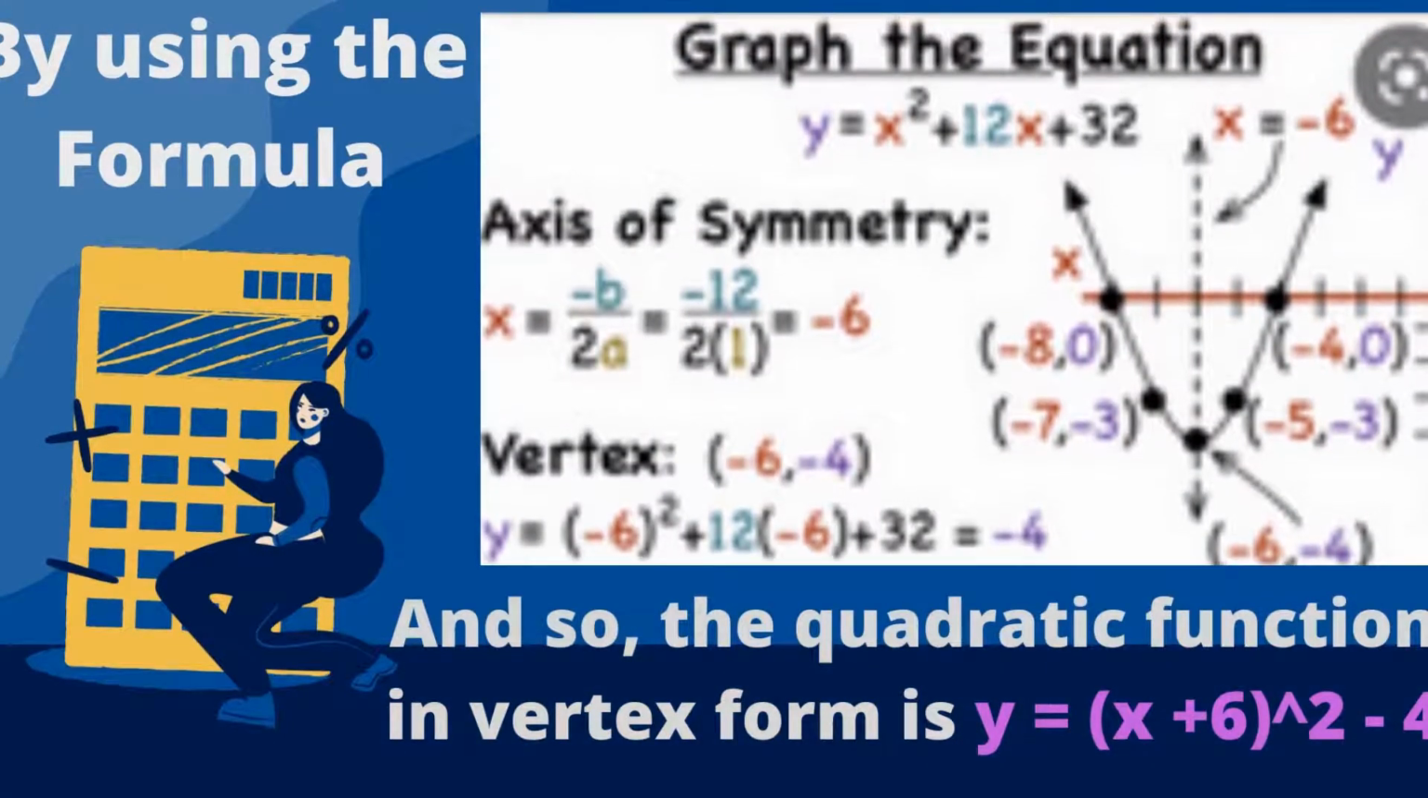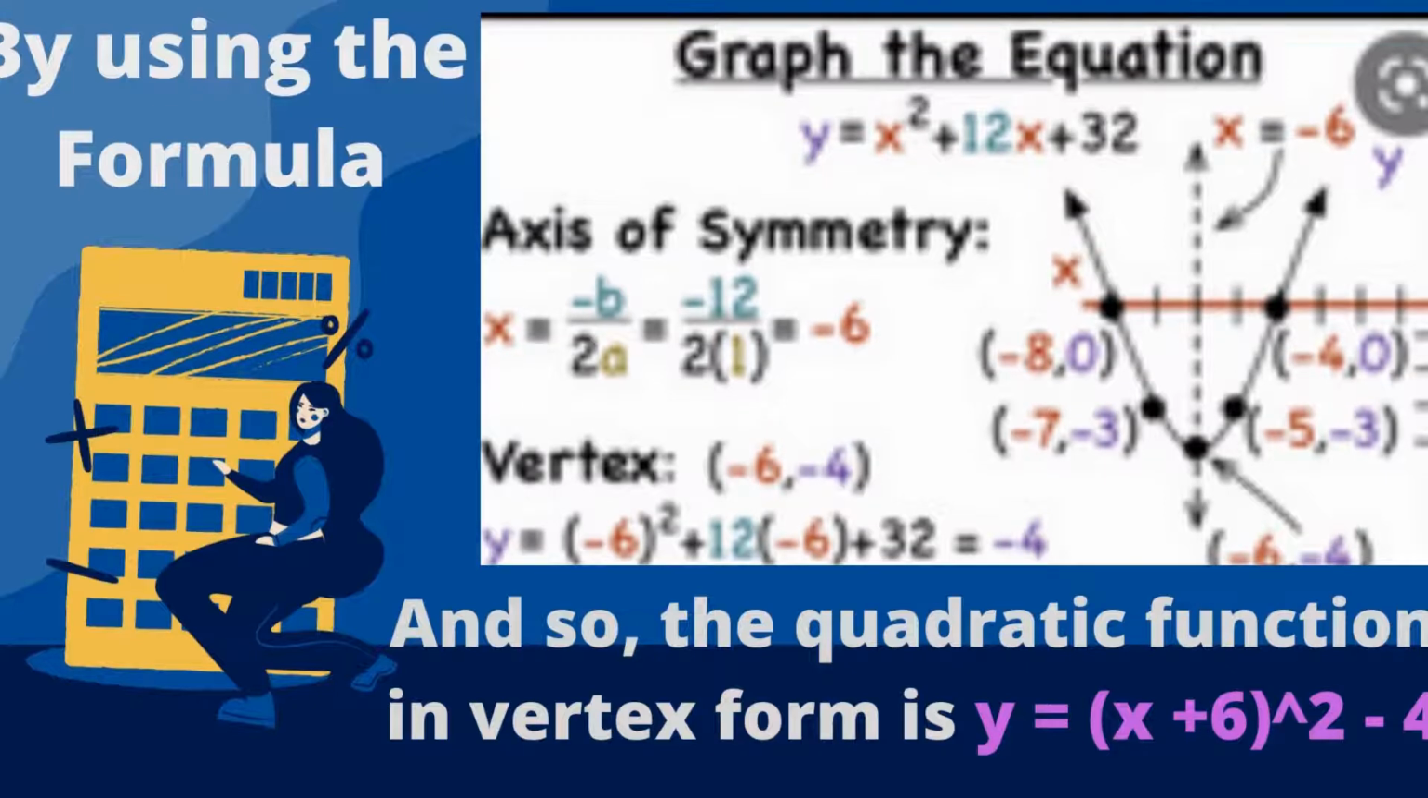And by using the formula, like the example y equals x squared plus 12x plus 32, wherein your a is 1, your b is 12, and your c is 32. Using now the formula, x is negative b over 2a. Substituting the value of b, which is 12, it becomes negative 12 over 2 times the value of a, which is 1, and that is 2, and so the quotient is negative 6.